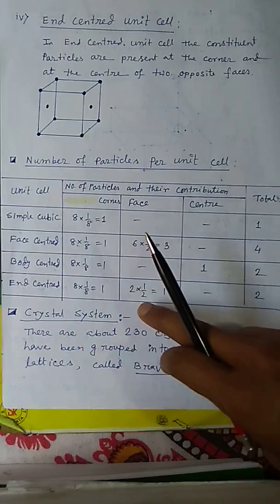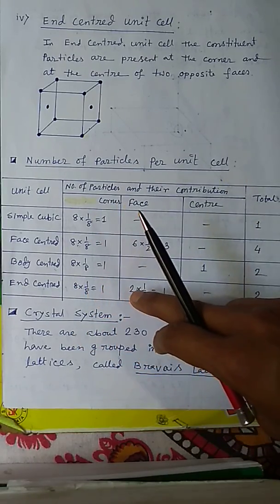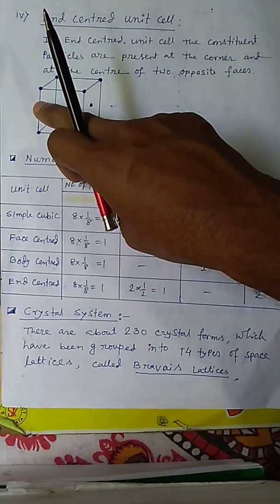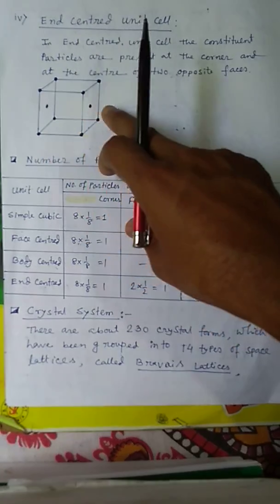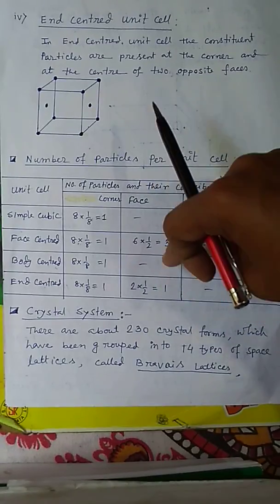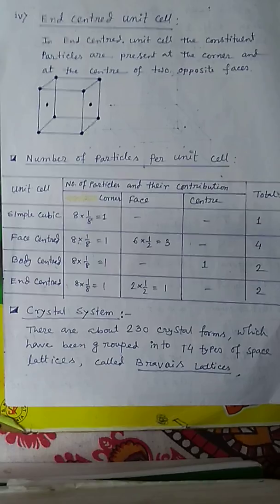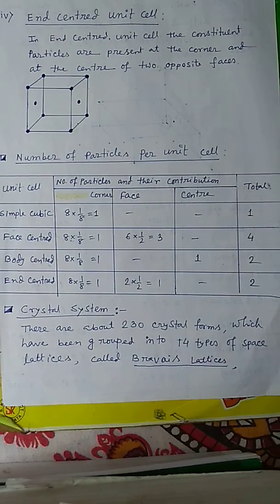In end centered unit cell there are also 8 particles at 8 corners, so 8 into 1 by 8 is equal to 1, and 2 particles at the opposite faces of this unit cell, so 2 into half is equal to 1. The total number of particles present is equal to 2. In the next lecture, I will discuss the different types of crystal systems.